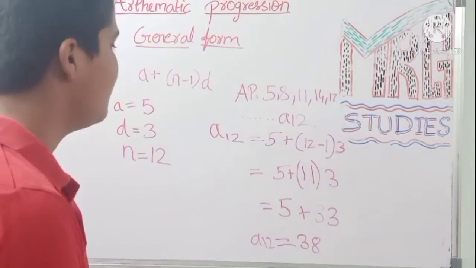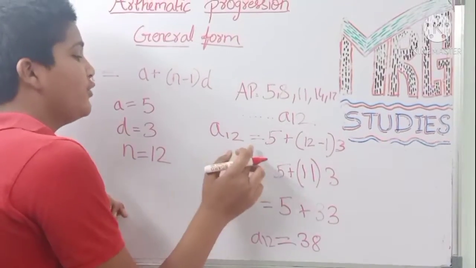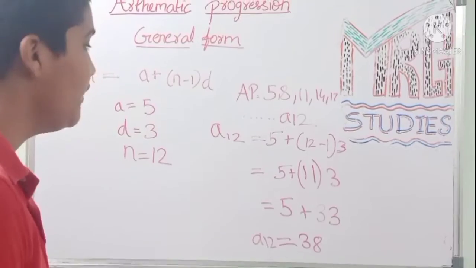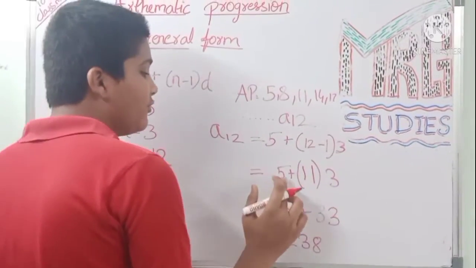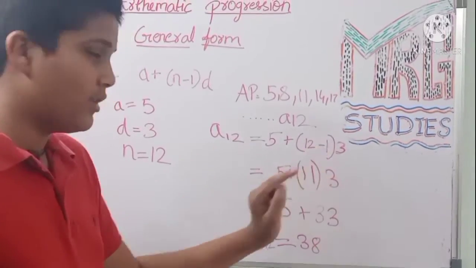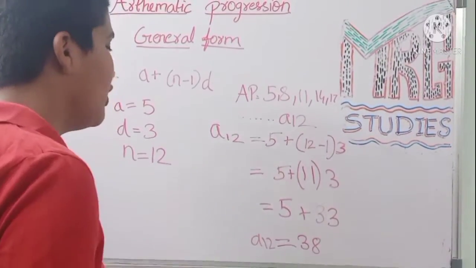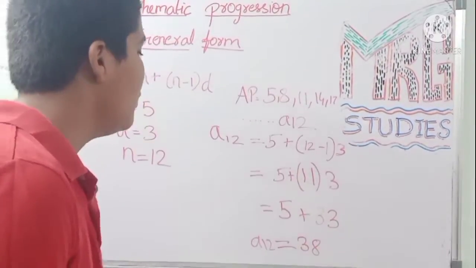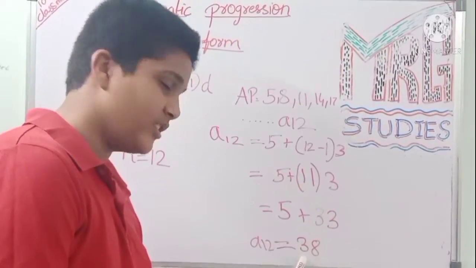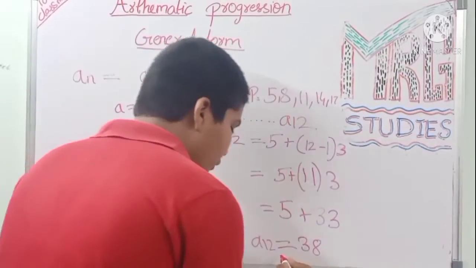Once again I will tell you this sum. Please see, A12 equals 5 plus 12 minus 1 into 3, equals 5 plus 11 into 3. Why we got 11 here: because we did 12 minus 1. Now 11 into 3 we get 33. So 5 plus 33 is 38. So this is the answer for A12.